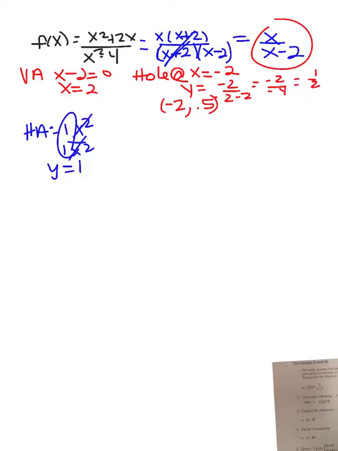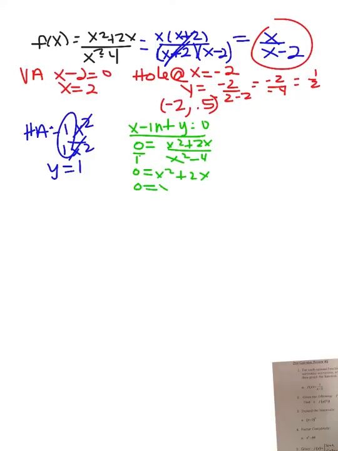All right, so let's do our x-intercept. That's when y is equal to 0. So I have 0 equals x squared plus 2x over x squared minus 4. So you cross multiply, and I get 0 is equal to x squared plus 2x. 0 equals x times x plus 2. So I get x equals 0 and x is equal to negative 2. But we actually know at negative 2 it's a hole, so that's not going to work. So my x-intercept is at 0, 0.